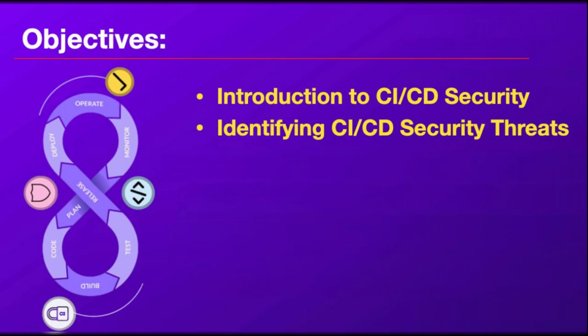2. Identifying CI/CD security threats. Next, we'll dive into the common vulnerabilities in CI/CD pipelines, such as third-party dependencies, unauthorized access, and environment breaches. 3. Securing the pipeline. We'll explore essential tools and strategies, like source composition analysis, SCA, static application security testing, SAST, access controls, and secrets management, to enhance pipeline security.